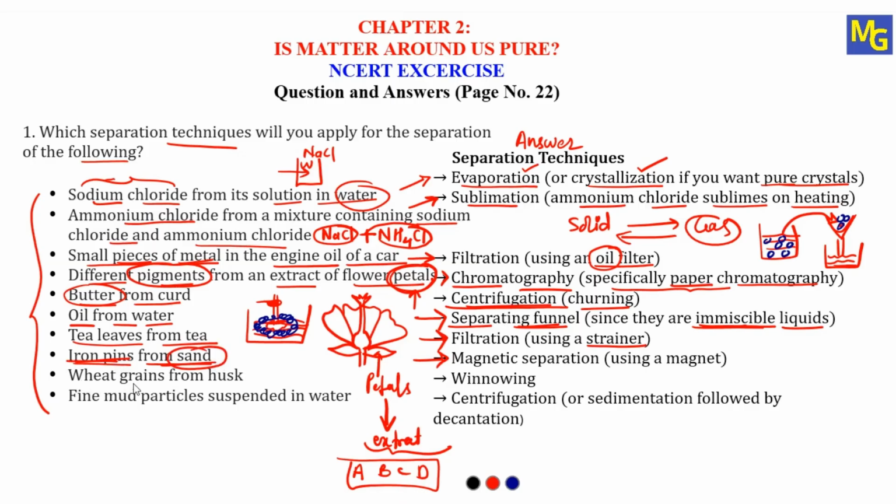Then the next one is wheat grains from husk. Wheat grain from husk. A simple technique we can use here is winnowing. For many of the crops, for separation of those grains from the husk, this winnowing technique is used, where the lightweight particles will fall on one side and the grains, which are high weight particles, fall on the other side.